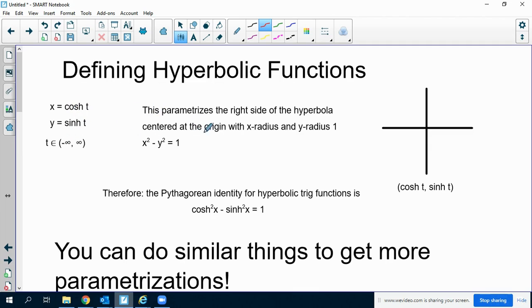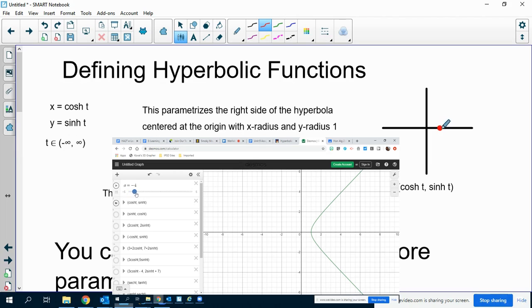So essentially, instead of parametrizing a unit circle, this is going to parametrize a unit hyperbola. It's going to be centered at 1, 0, but it only does the right side of the hyperbola, even if I'm going from negative infinity to infinity. So this is kind of what's happening.